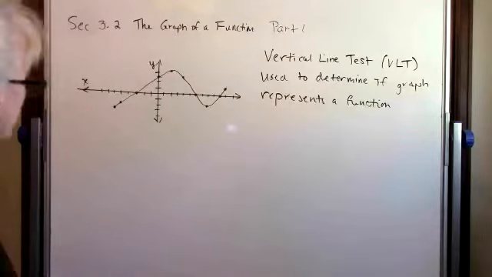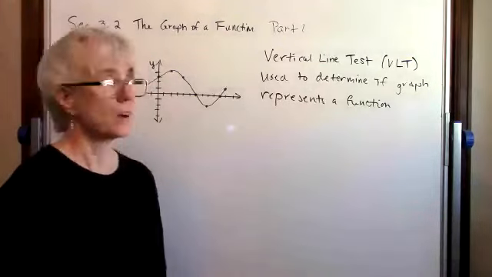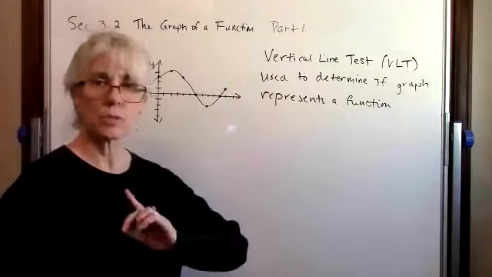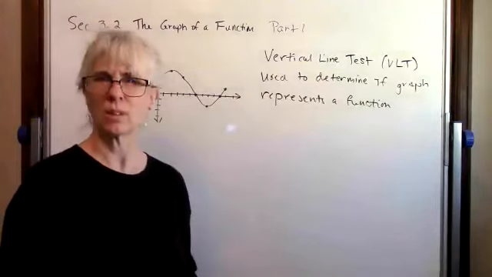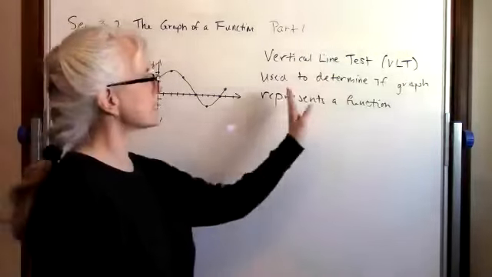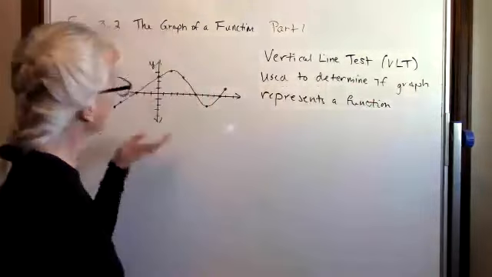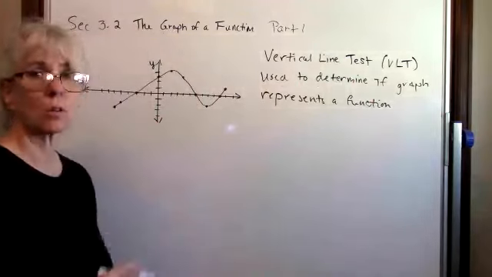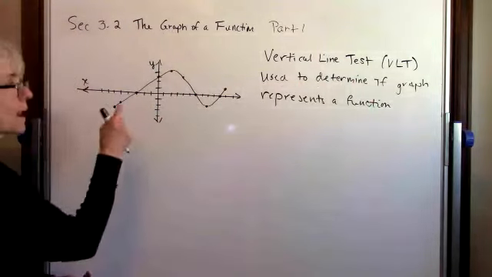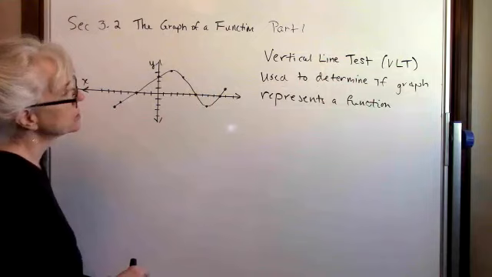So in section 3.2, we talk about the graph of a function. This is part one. We're going to discuss first something called the vertical line test. Now the vertical line test is what we're going to use to determine if a graph represents a function. I have the graph that's on the top of the handout drawn on the board, and I want to know if that graph represents a function. So we're going to use this vertical line test.